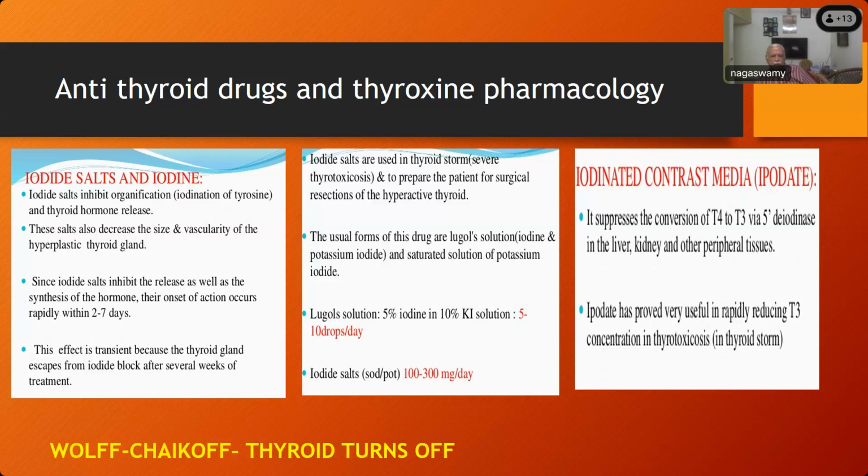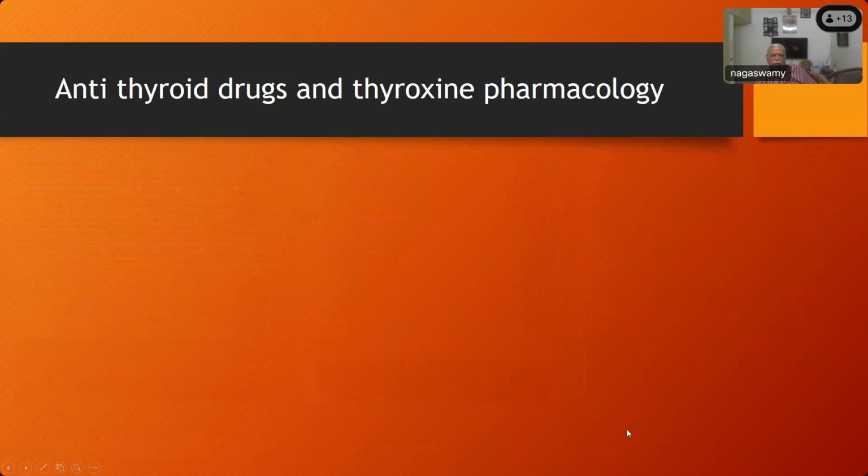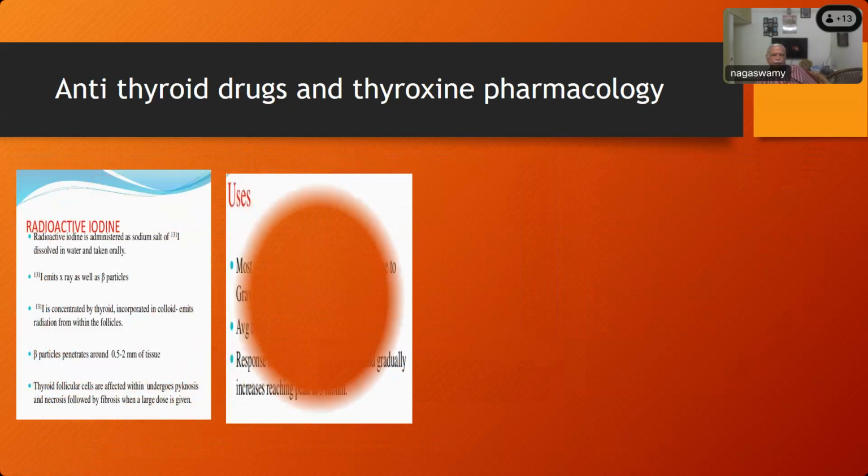And they may ask you about the Wolff-Chaikoff effect. That is, when you give iodine, it turns off the thyroid. So remember that. This Lugol's iodine suppressing the thyroid hormone production is what is called the Wolff-Chaikoff effect, as a feedback mechanism.